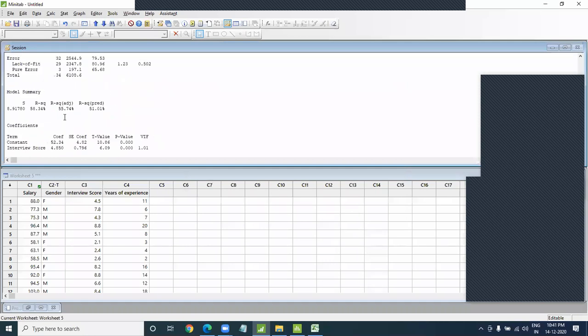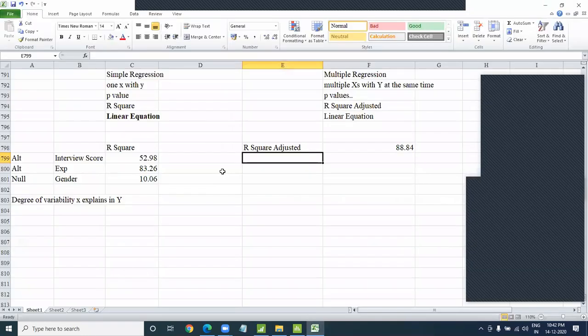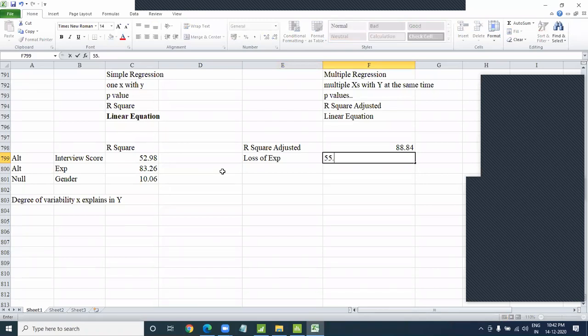You go on top, look at this R square adjusted. It has tanked from 88 point something, whatever value it was, it has dropped down to 55.74. Let's add in here the loss of experience. So if you remove experience from the model, it has dropped to 55.74. What is the drop in the overall quality of the model? 88.84 to 55.74. You have a significant drop of 33% in the quality of the model, which is a significant loss. So it's a big root cause in the entire model.